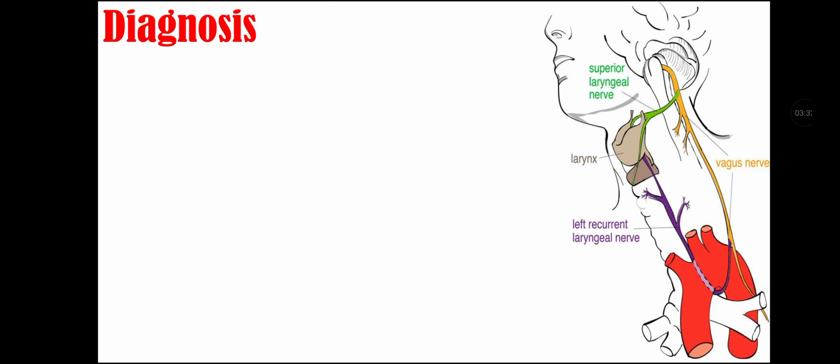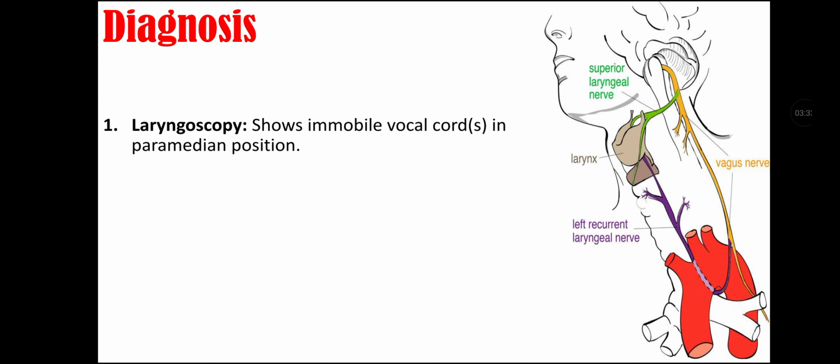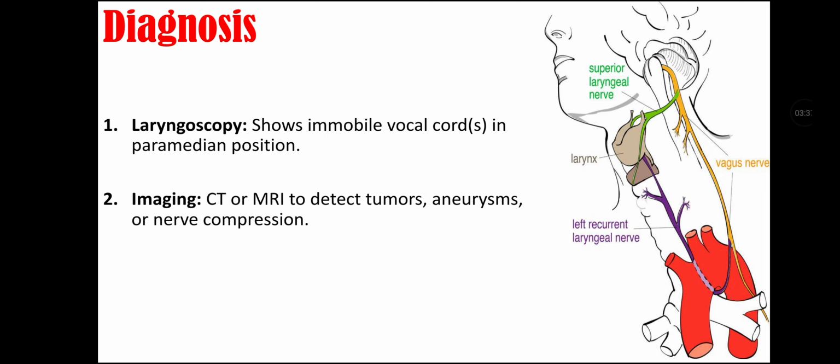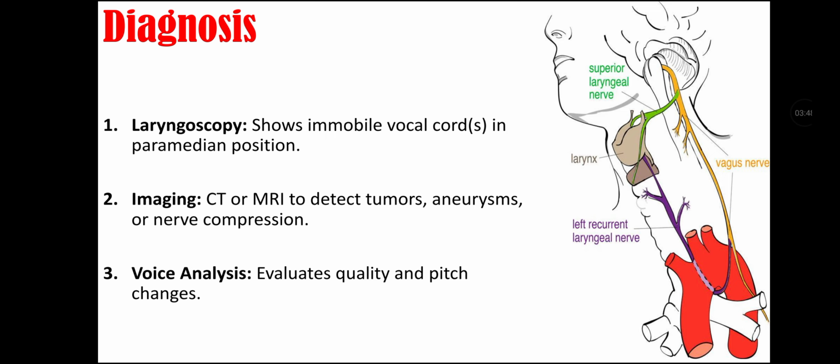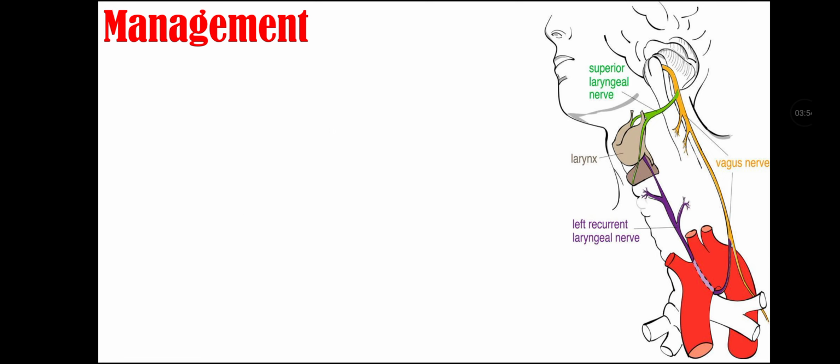Diagnosis of recurrent laryngeal nerve lesion. First we do is laryngoscopy that shows immobile vocal cords in the paramedian position. Second we can do is imaging, that is maybe CT or MRI to detect tumors, aneurysms or nerve compression. Third we can do is voice analysis, that is to evaluate quality and pitch changes of the voice.